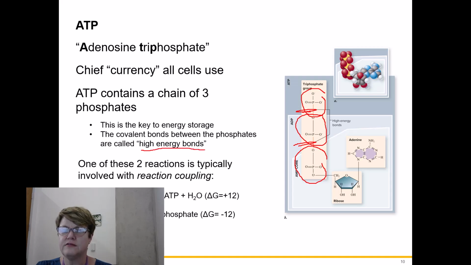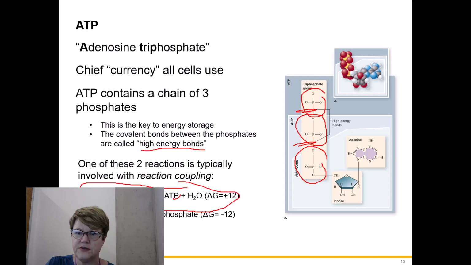And so when the cell has a reaction that releases energy, what it will typically do is couple that release of energy with the synthesis of ATP. So the energy that's released from an exergonic reaction is then put into an endergonic reaction. And in particular, the endergonic reaction is the building of ATP. You see how ATP here is the product? The building of ATP, which requires 12 units of energy.